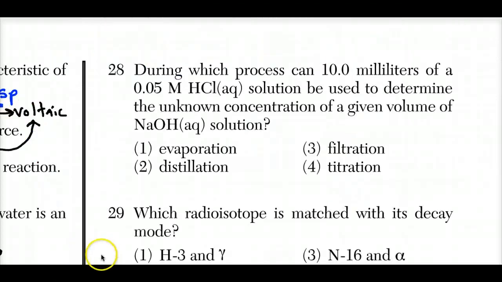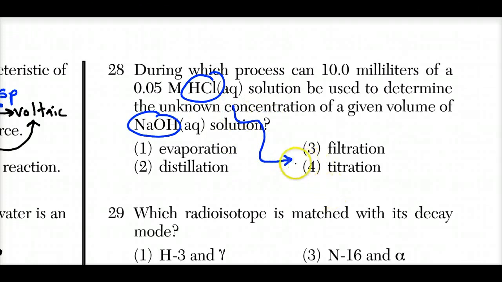Number 28. Which process can 10 milliliters of a 0.05 molar HCl solution be used to determine the unknown concentration? This is a titration. There are many types of titration. This is a volumetric, acid-base, strong acid, strong base titration. You should have done one in lab, and we certainly did. Titration is a very precise laboratory technique where we use one chemical's information to answer questions about another. Evaporation we're doing here.